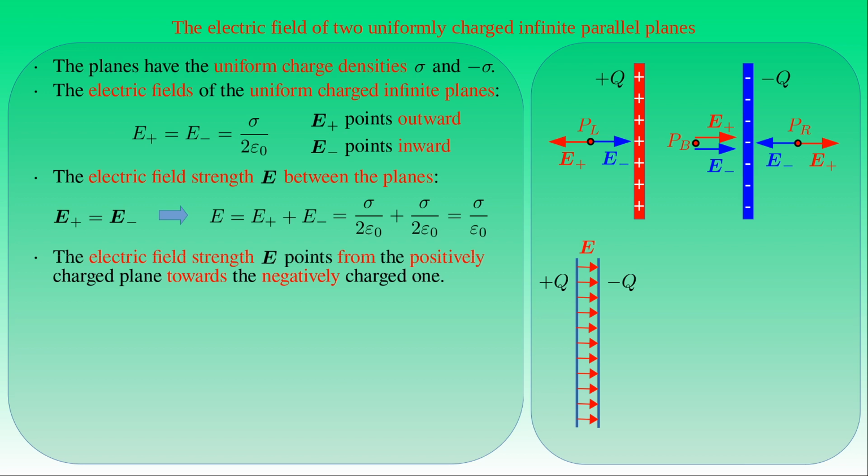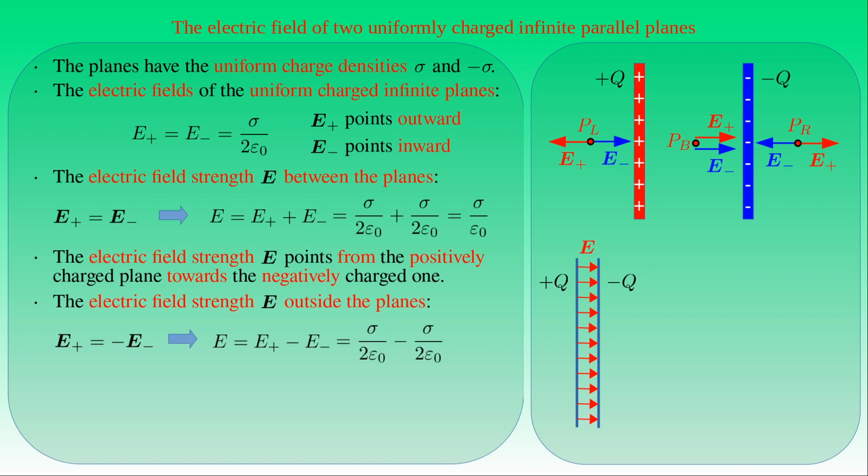If we consider the points PL and PR on the left and right-hand sides of the pair of the planes, we see that the electric fields E sub plus and E sub minus point in opposite directions. This fact can be expressed by the vector equation stating that the electric field E sub plus is equal to minus the electric field E sub minus outside the space between the planes. As a result, the magnitude E of the net electric field on those spatial domains is given by the difference of the magnitudes E sub plus and E sub minus. Then we have sigma over 2 times epsilon naught minus sigma over 2 times epsilon naught, which gives 0. That is, in the left and right-hand side regions of the planes the electric fields E sub plus and E sub minus cancel out and the net electric field E vanishes.